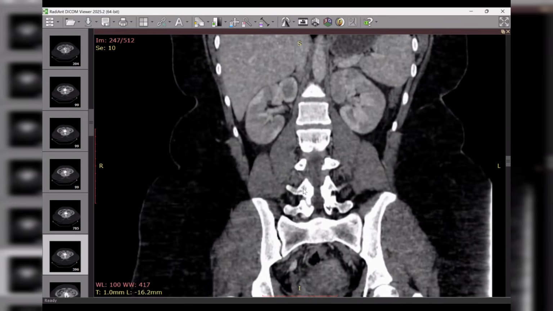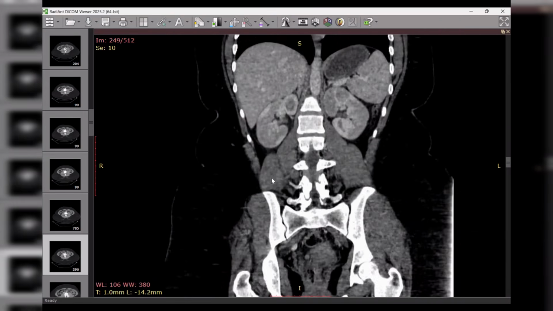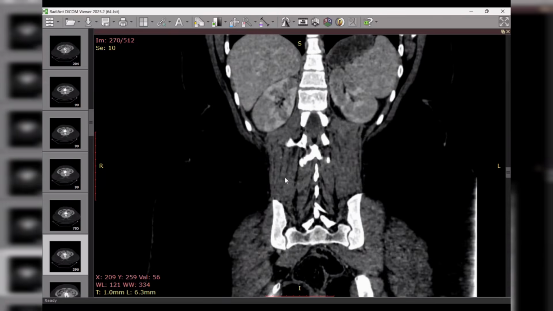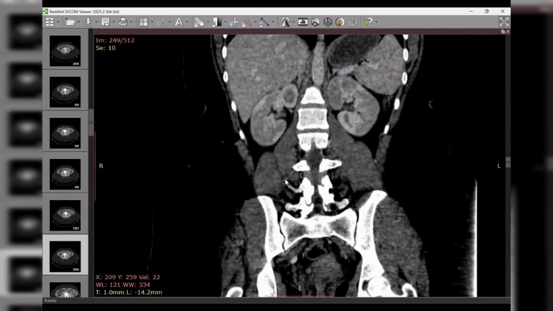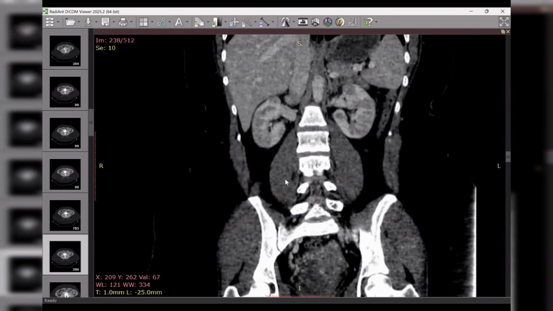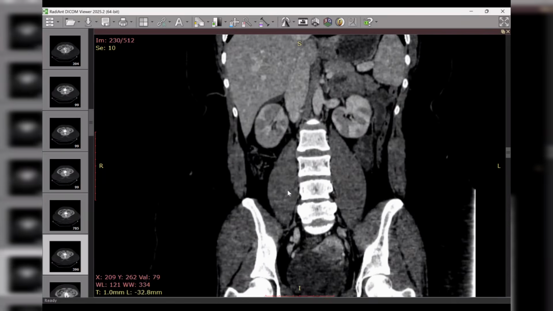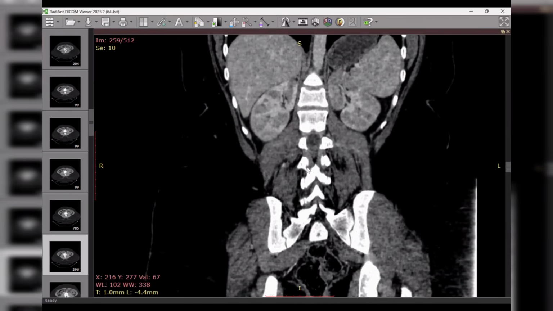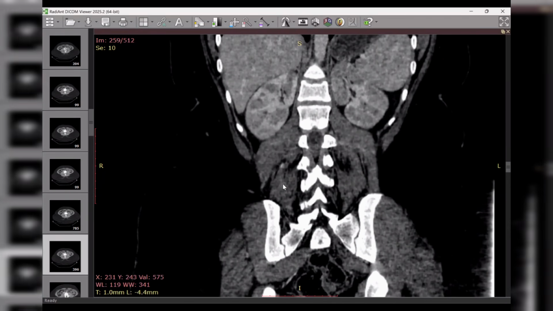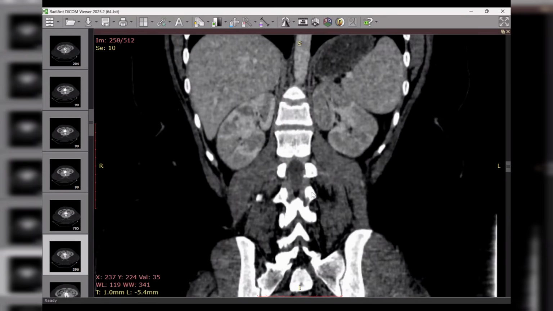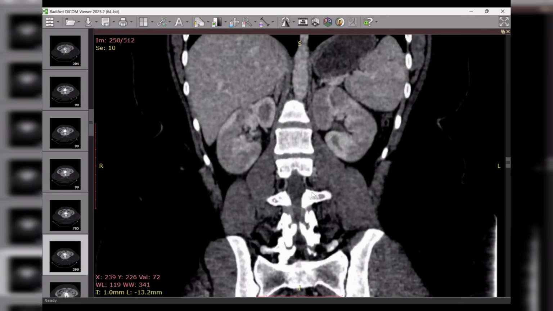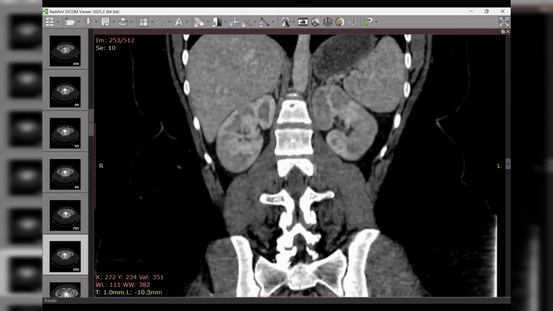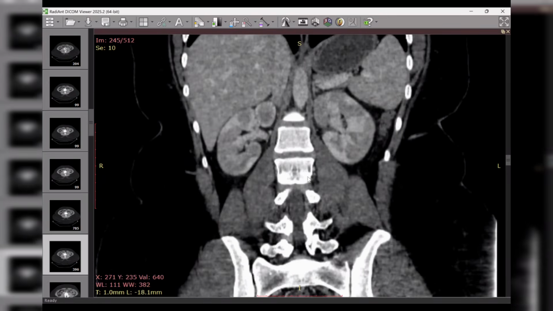Yes, there is no evidence of any perinephric changes, and the ureters are also not seen. This could be related to, as you told, some chronic illness in the patient. What are you suspecting from this illness? This could be diabetes mellitus, or this could be some glomerulonephritis, Wegener's granulomatosis.